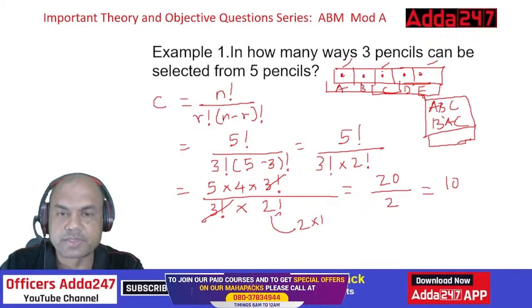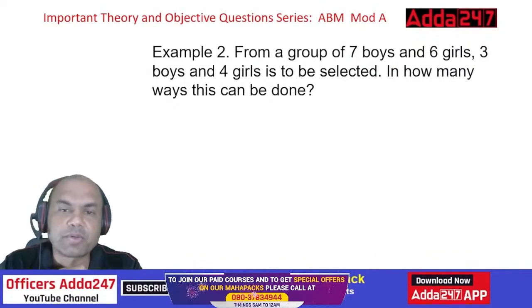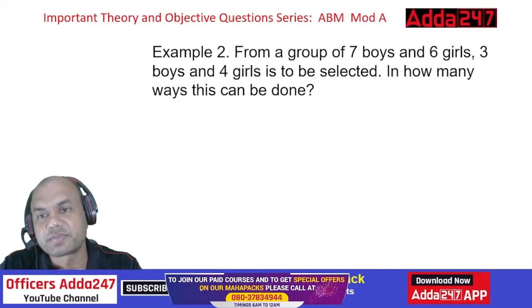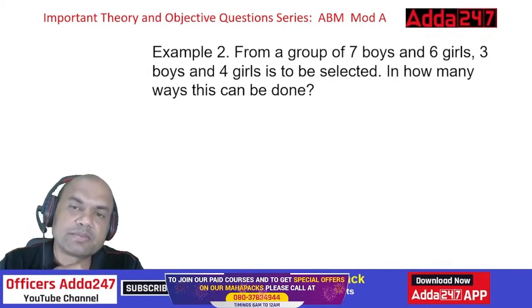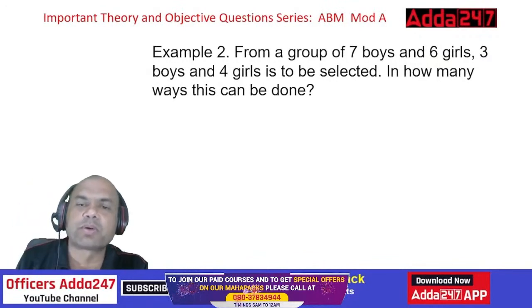Next one. From a group of 7 boys and 6 girls, 3 boys and 4 girls are to be selected. In how many ways can this be done? Now tell me again, whether this problem is of permutation or combination.